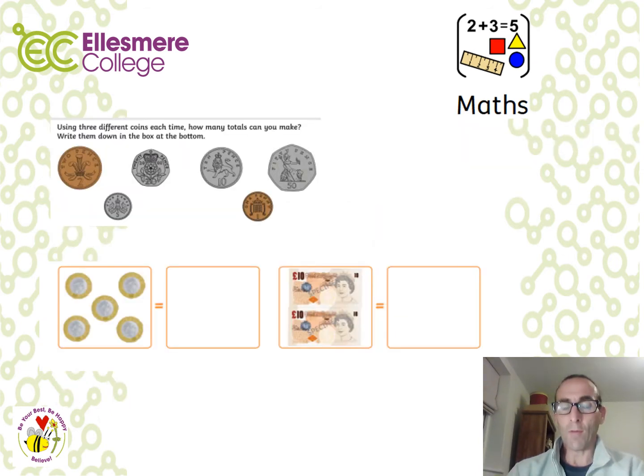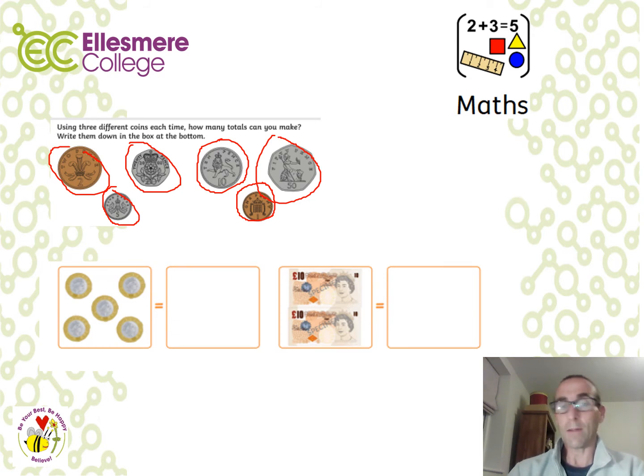In lessons 3 and 4, we'll be looking at coins and notes. Here are some examples of the work that you'll be doing. So here we have coins, which is 2 pence, 5 pence, 20 pence, 10 pence, 1 pence, and 50 pence. So using 4 of these, we can look at how we can add coins together.